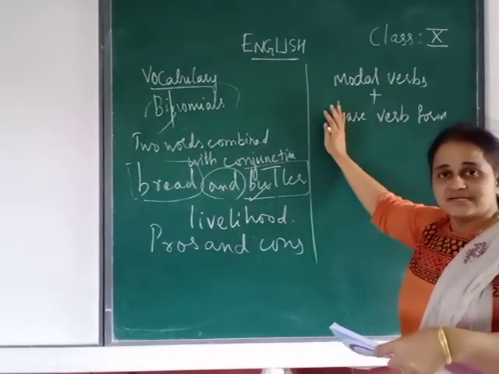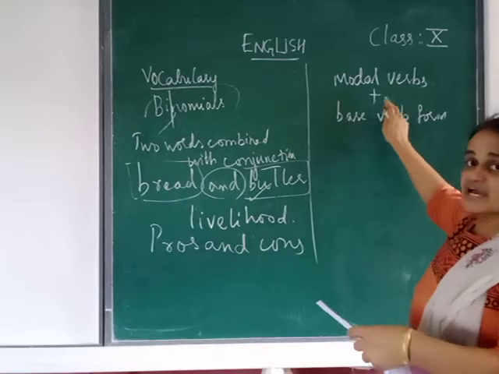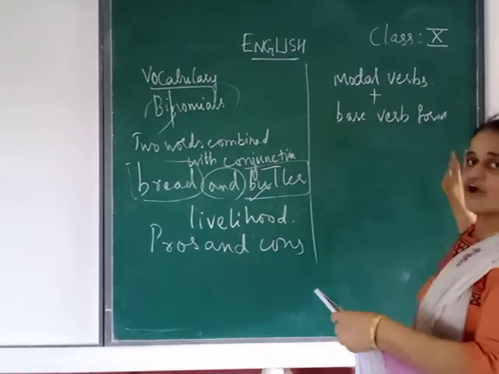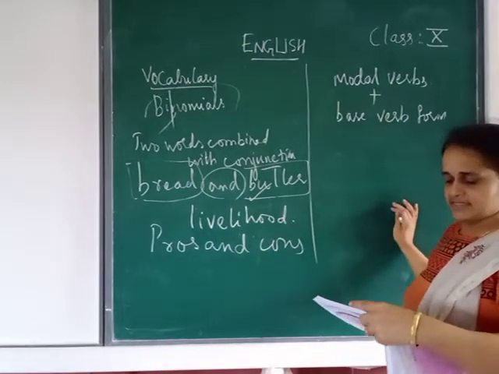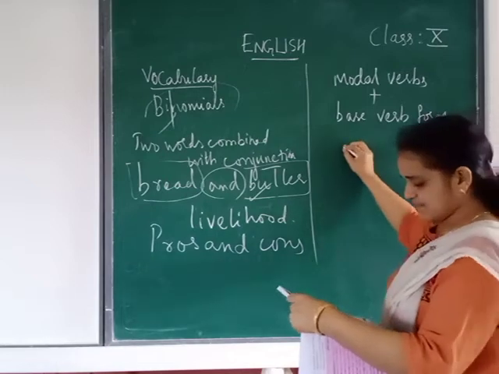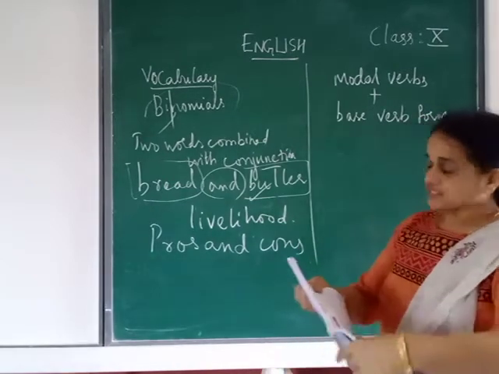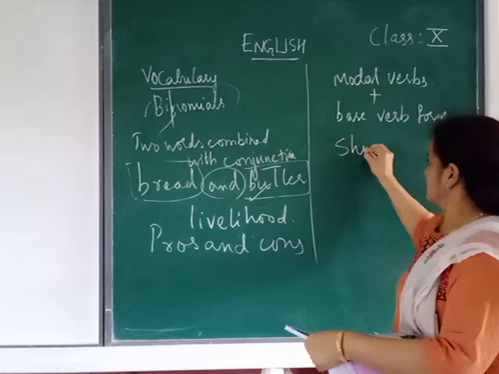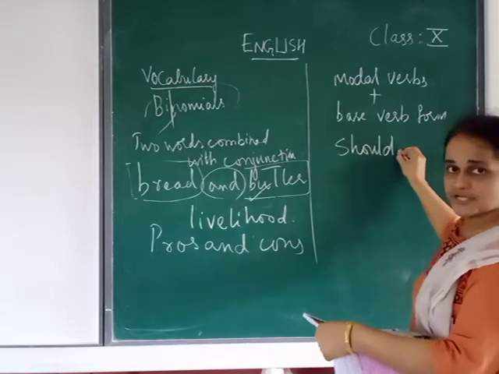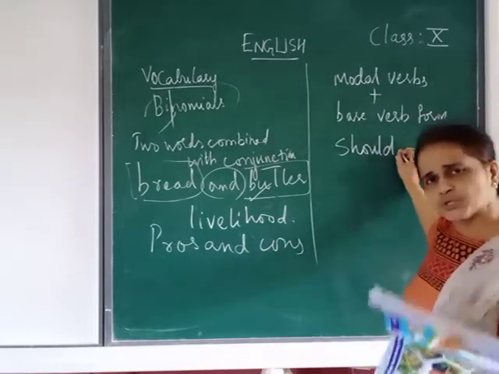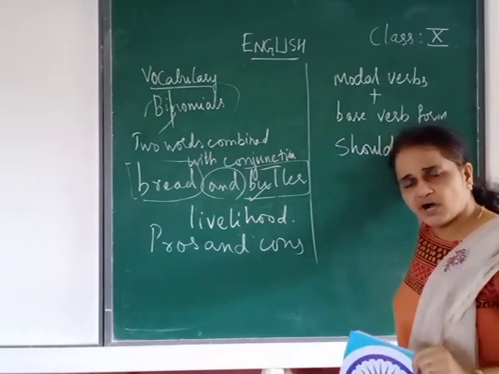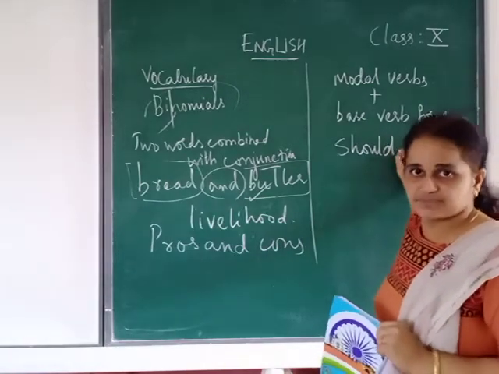These verbs are coming along with the base verb forms. Like we will see examples. They are given. Let us see. Shall, should, can, would, may, might. All these are modal verbs.